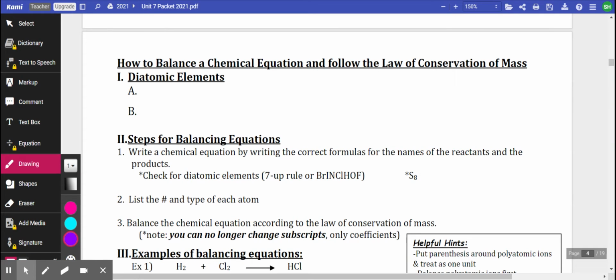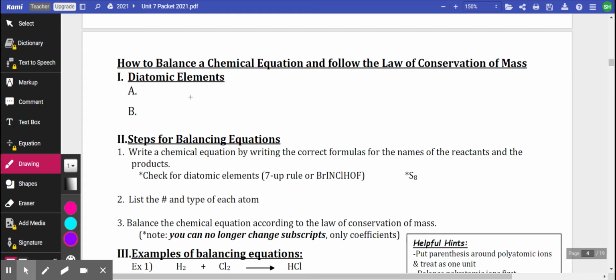All right, so our next lesson is on page 4 of our unit packet. And in this lesson, we're going to learn how to balance chemical equations so that we can follow the law of conservation of mass. All right, so we've learned how to write chemical formulas using our formula writing rules.